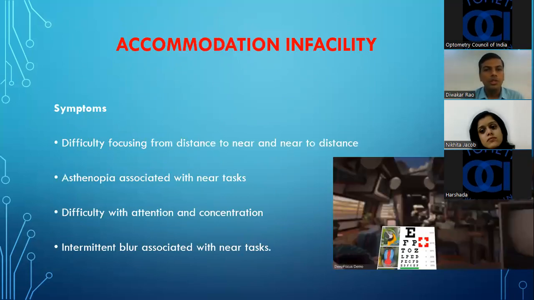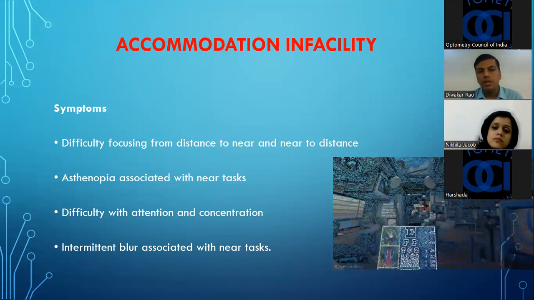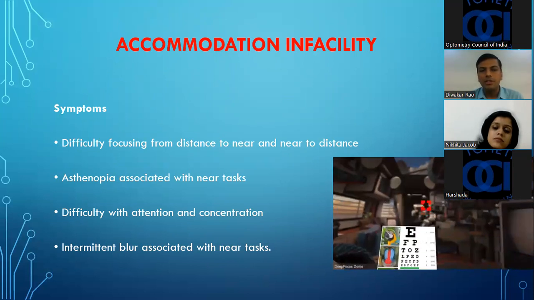So symptoms of these patients, usually they complain of focusing difficulties. They cannot focus for distance or near. They will complain of asthenopia symptoms, difficulty with attention and concentration, intermittent blur with near task. This is what they commonly complain.